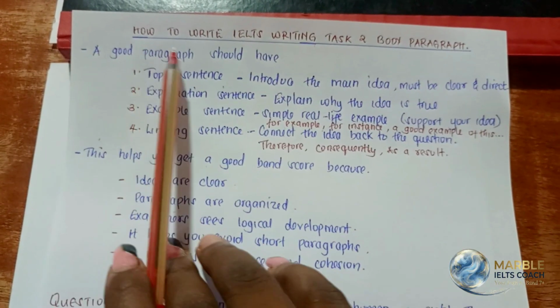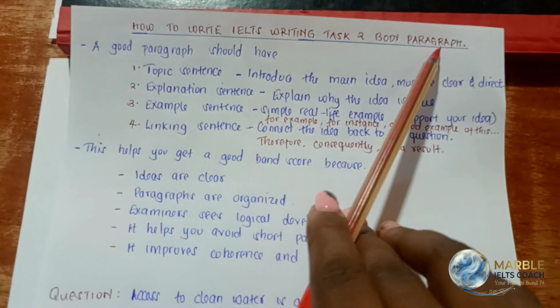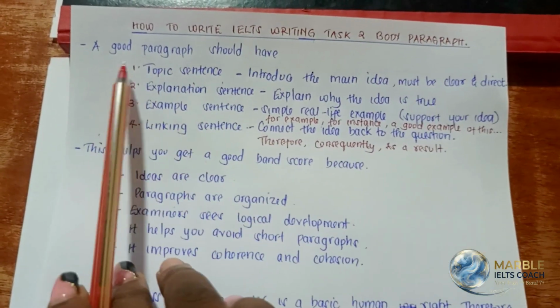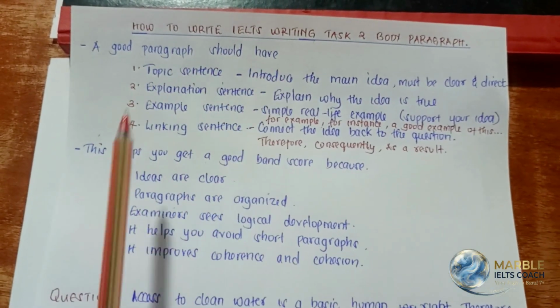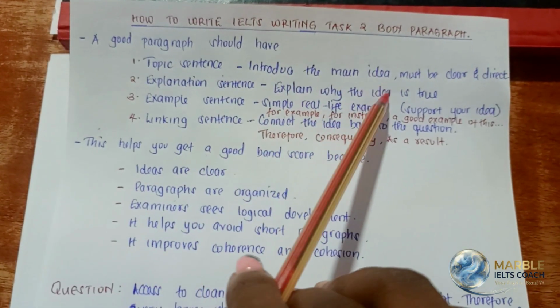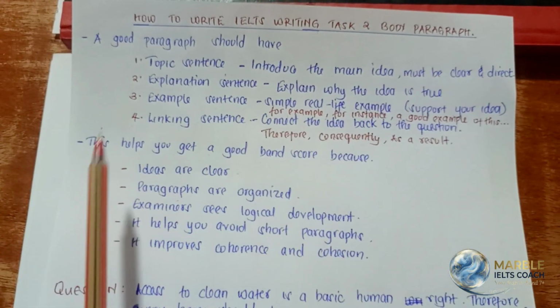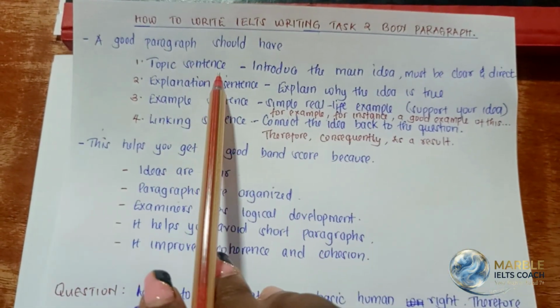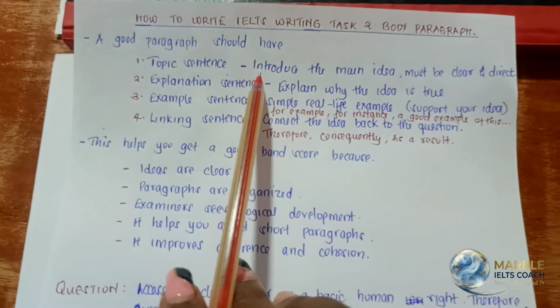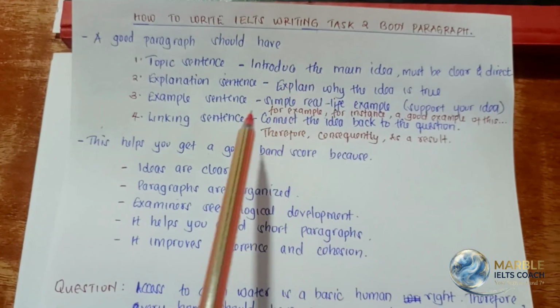Today we are going to talk about how to write IELTS writing task 2 body paragraphs. So a good paragraph should have the following: a topic sentence. This one introduces the main idea and must be clear and direct. So when an examiner reads your topic sentence, he or she should be able to get the main idea, understand what you're going to talk about in your paragraph.